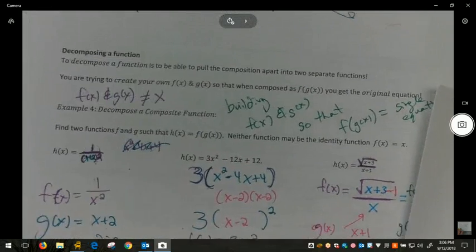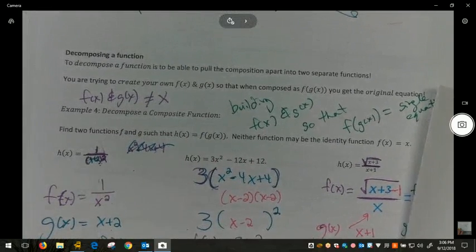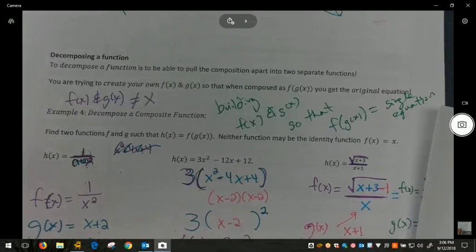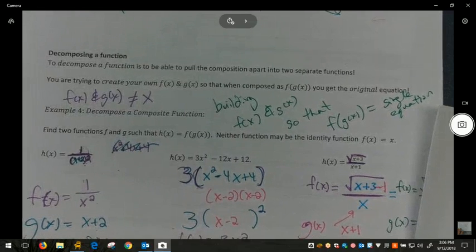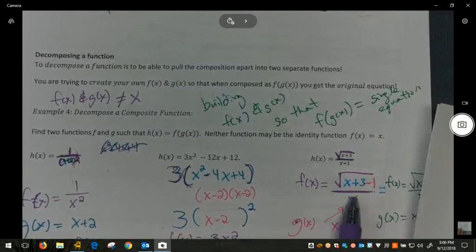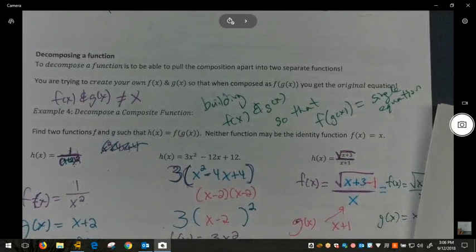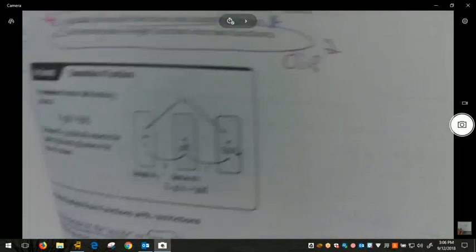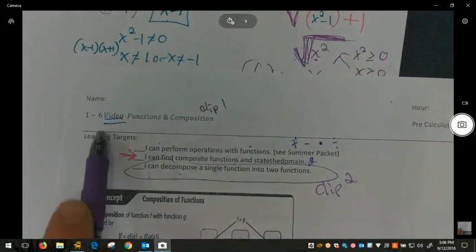This concludes our video for decomposing a function. It gives you several examples. You really are going to only get good at this by doing some, trying some, checking them, and then if you're struggling with this a little bit, you can watch this again or come back to see me for some extra help with it. This completes the learning targets for 1-6.